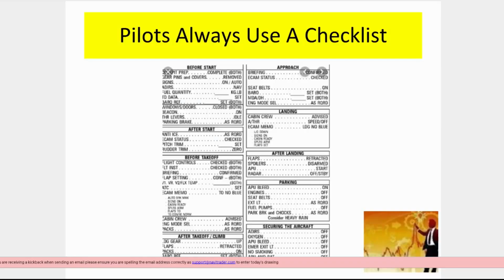Another thing I recommend to everyone is to use a checklist in your trading. I'm actually an instrument pilot myself, and generally speaking, the commercial aircraft industry has a phenomenally great track record in terms of safety.